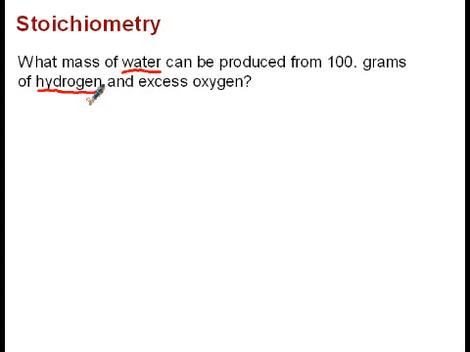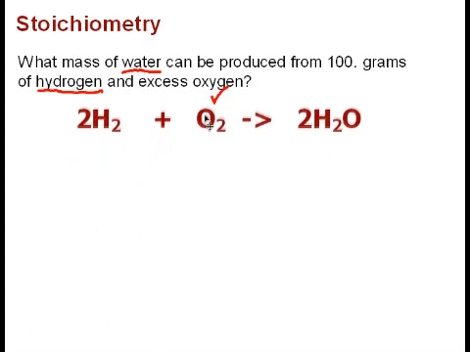Alright, so how do we know that this is a stoichiometry problem? We're asking for one thing, the water, but we're given the amount of one of the others, hydrogen. And it says excess oxygen, and that means we just don't need to worry about that. We only need to worry about the hydrogen in the problem. First thing we have to do is balance the equation.